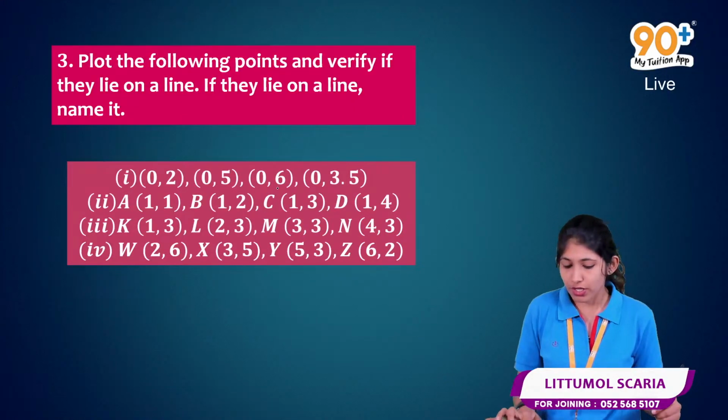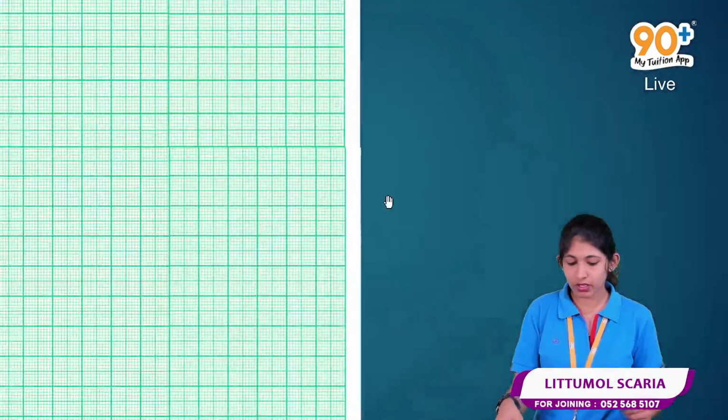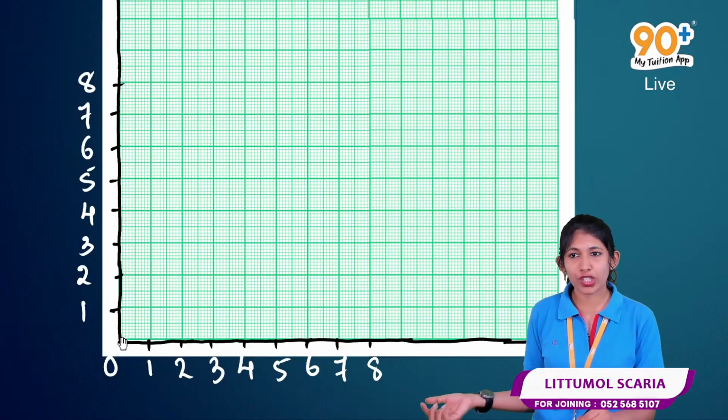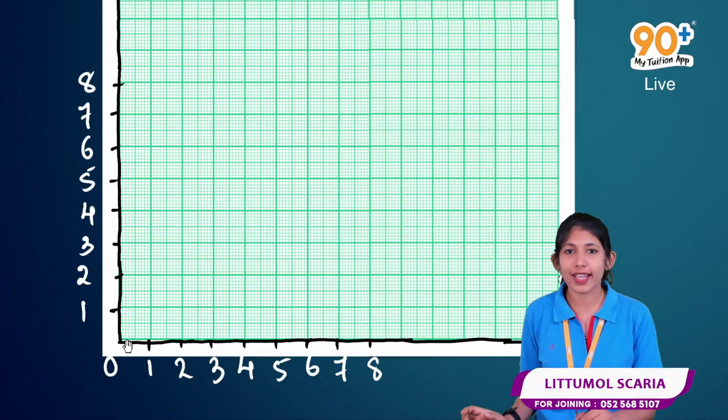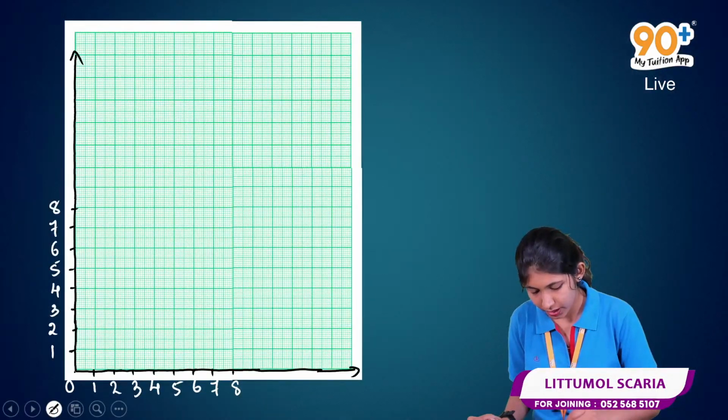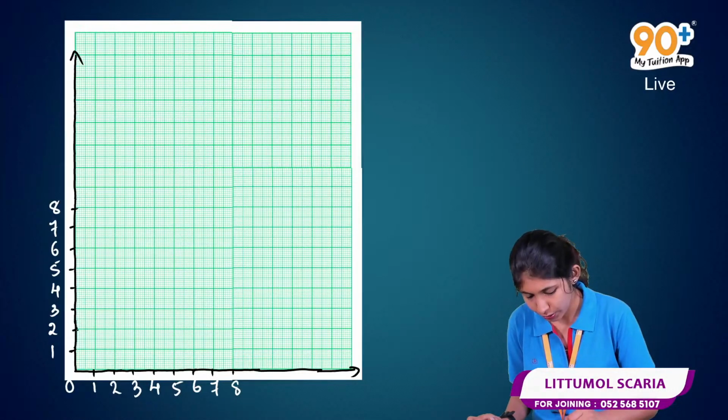0, 2. So how do you mark 0, 2? 0, 2 means 0 units from the origin, 2 units on the y-axis, right? So where will be your point? 0, 1, 2. So here will be your point, ordered pair 0, 2.